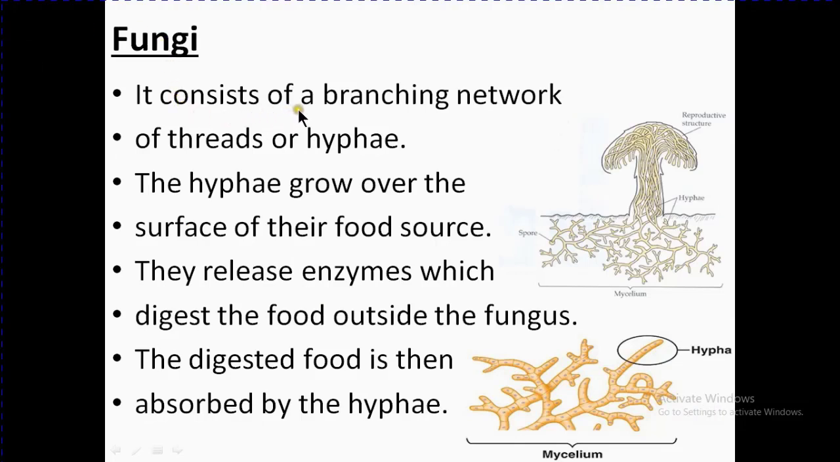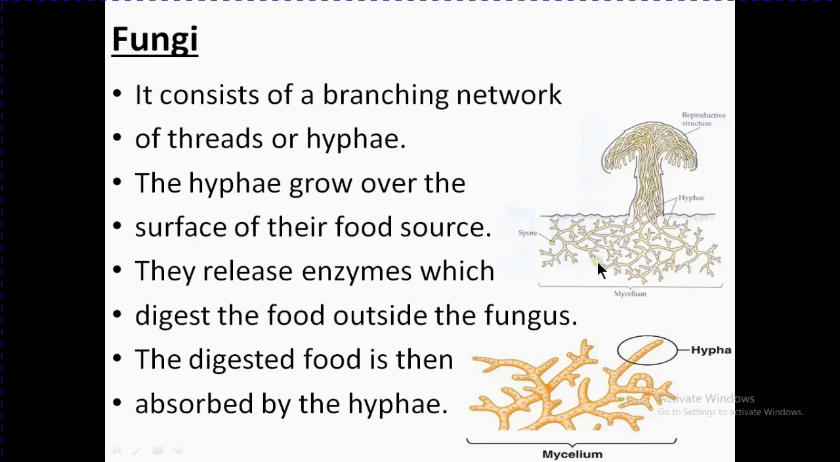It consists of a branching network of threads or hypha. You can see this. These are branching, just like threads that are spread all over or under its body. This is actually the network of branches. The hypha grow over the surface of their food sources.